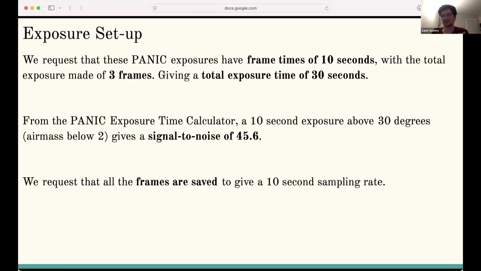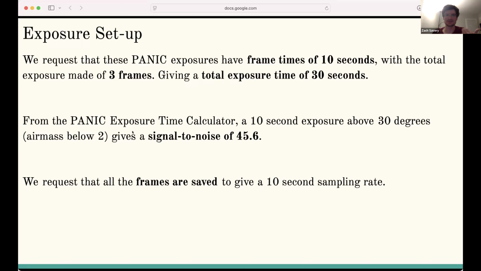With these PANIC exposures, we initially, using the time calculator, went with the idea of using 10-second frame exposures, with an exposure made of 3 frames in total for 38 seconds. Although I was messing with the OT program yesterday or 2 days ago, and I saw that I can't actually do 10 seconds. The maximum it would allow me was 8.7. However, I did check using the PANIC ETC, and it still gives a signal to noise above 40, which is extremely usable for this data, so we don't need the 10 seconds.